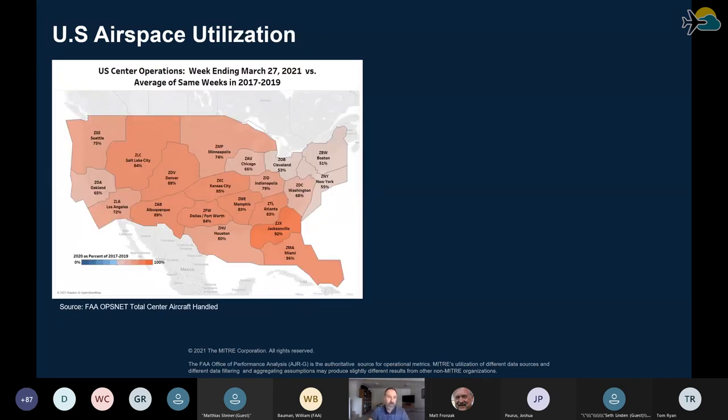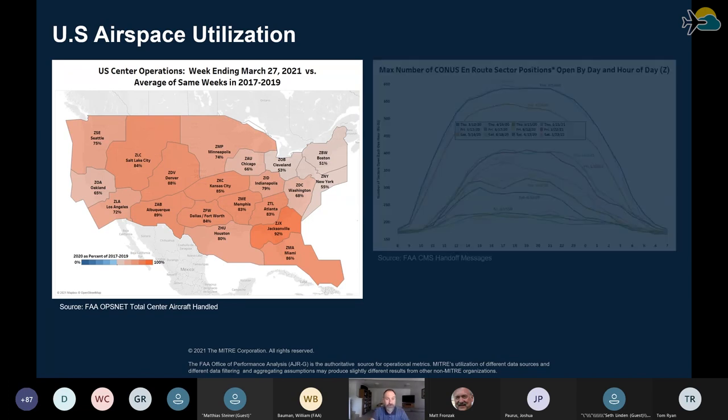So what about the airspace utilization? I showed this last time as well. This is an update, for the week ending March 27th. This is the U.S. center operations across the CONUS, in terms of average of the same weeks across three previous years. And again, what you see is areas down around Florida, the southern part of the U.S., towards Texas, and then up into the Intermountain West have improved pretty well. And down in Florida, you're down 80, 90% of your center operations compared to the previous years. And then the Northeast continues to lag up in Cleveland, New York, and Boston Center in particular.